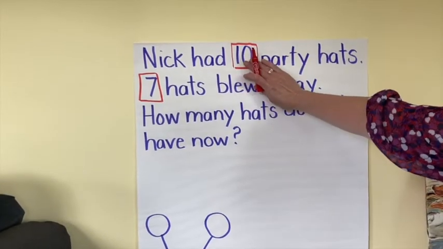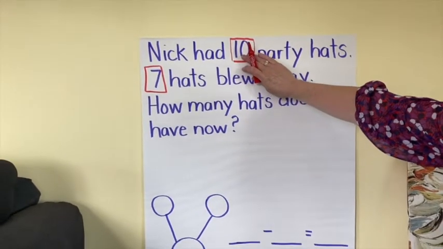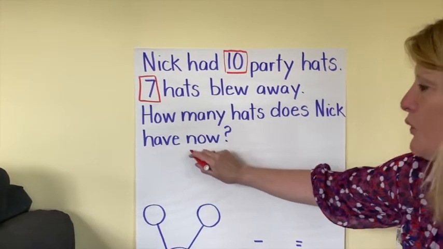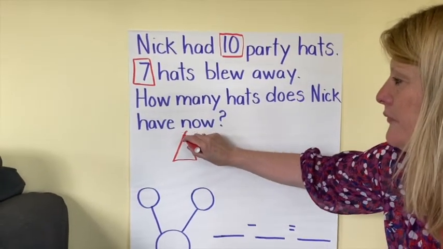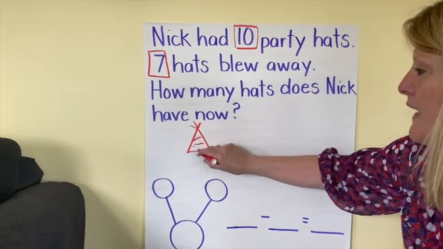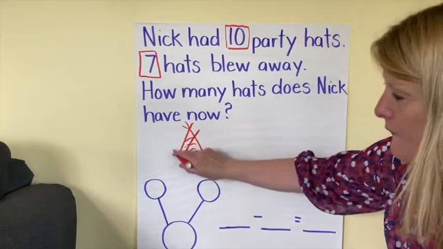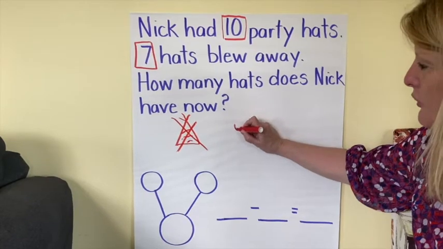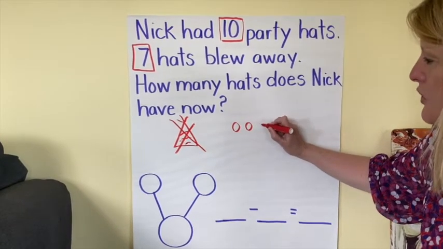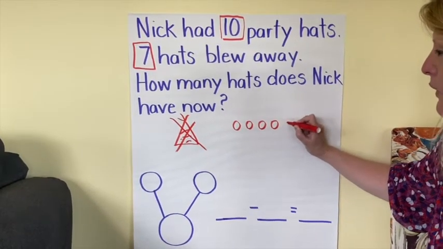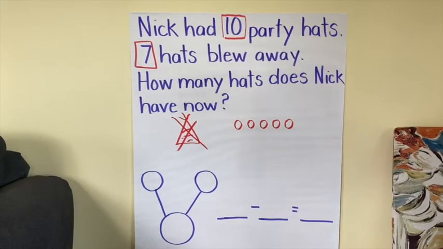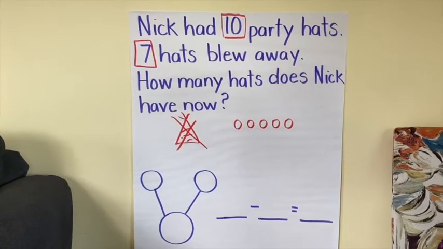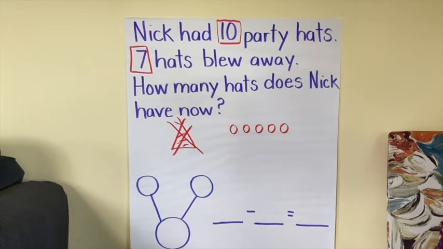I have started with the number 10. Nick had 10 party hats. Am I going to do a party hat like this and then make little designs? No way. I don't have time for that when I'm doing my math. Instead, I need to say, oh, I'm making circles. I'm going to make a 10 frame. 1, 2, 3, 4, 5. This one you just watch me do. You don't have to do this one with me. The next word problem I'll let you work on with me.